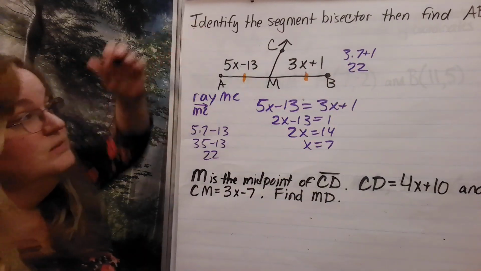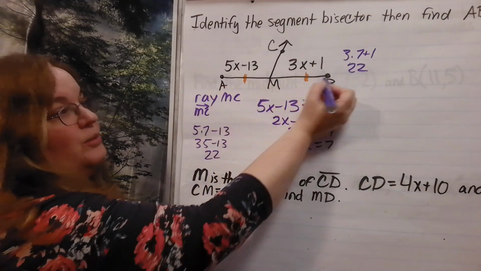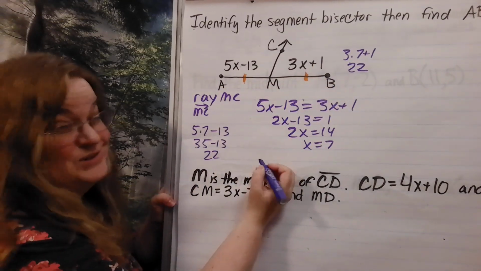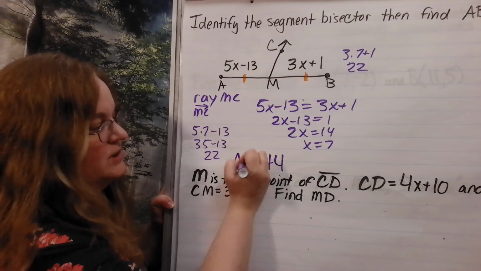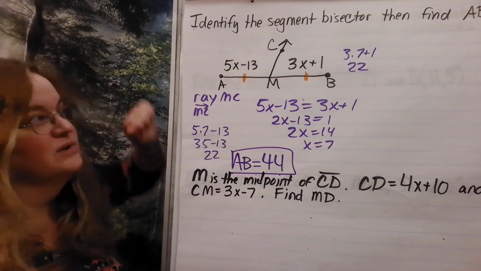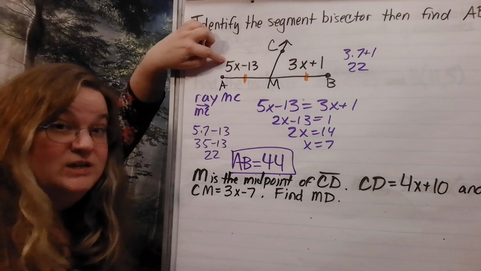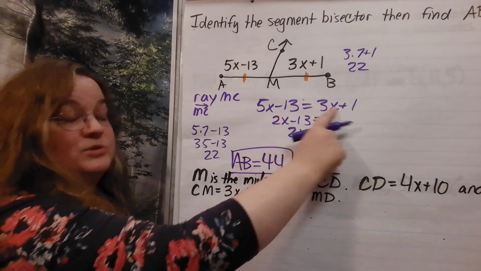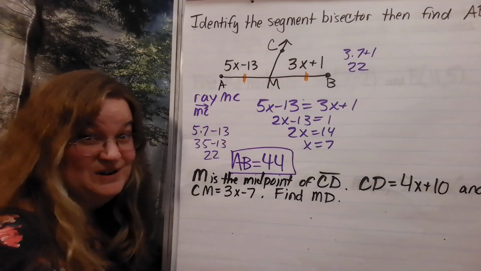So they are equal. But what am I looking for? I'm looking for AB, which is the whole distance. So 22 times 2, or 22 plus 22, would be 44. So AB equals 44. So again, if I had these two pieces, since I know they have to be equal to each other, I set them equal to each other in an equation. I can solve for x, substitute it back in, and find my number.